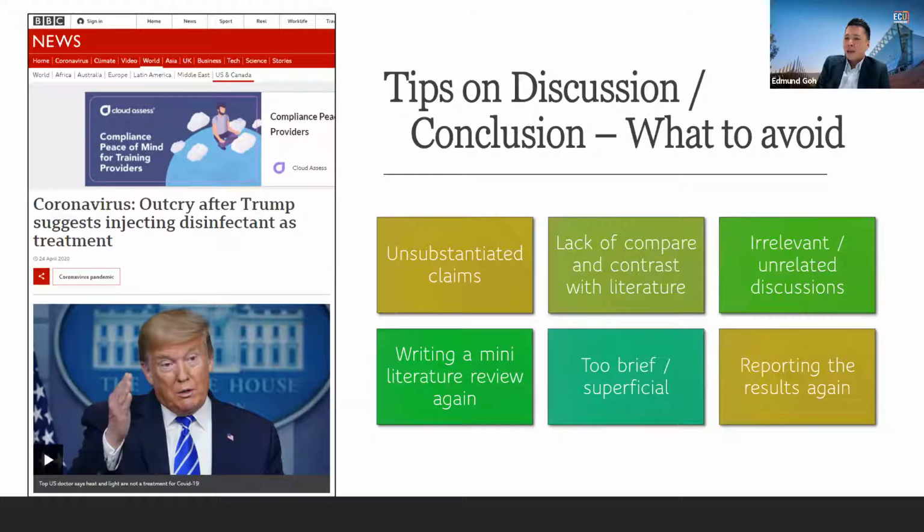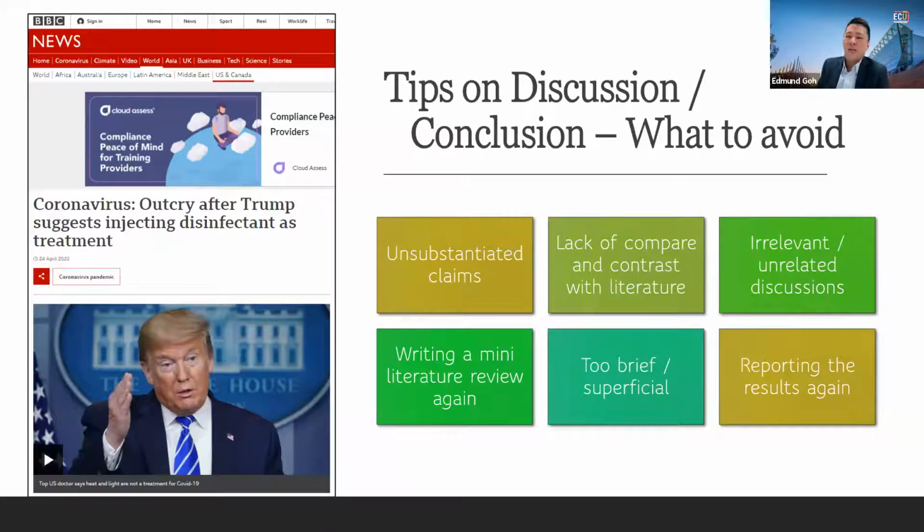Yeah, and how is it similar and different to the literature review that you conducted earlier on? Yeah, so it's quite interesting. Sometimes we actually find that in the discussion, there's new literature being introduced. Yep, which shouldn't be the case.